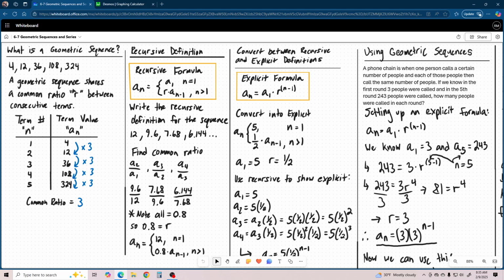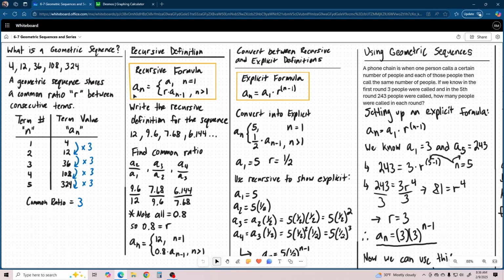So this is a geometric sequence. The important takeaway is that we need to know what n means. n means the actual number of the term, and a sub n is the value of our sequence at the nth term, right? So in other words, in the 4th spot, we have 108. So a sub 4 is 108.